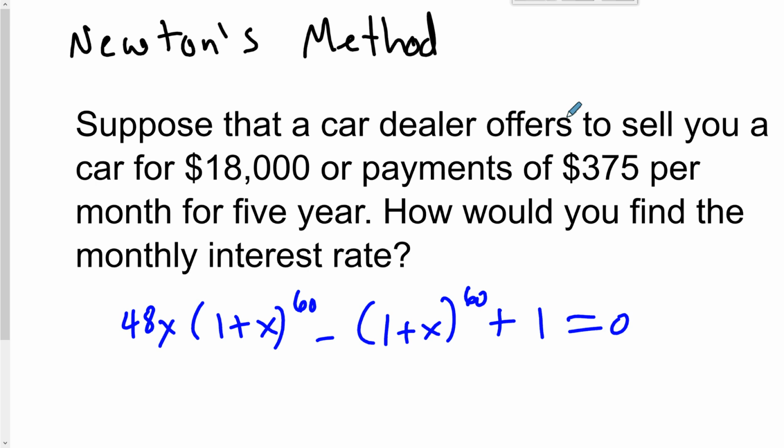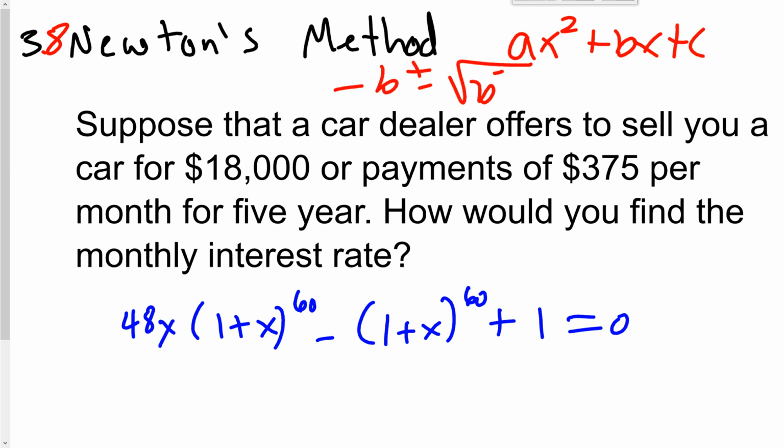3.8 Newton's method. So Newton's method is just a way to approximate the roots. We know on quadratics there is an equation that allows us to find all the roots, right? So we do negative b plus or minus the square root of b squared minus 4ac, all over 2a.